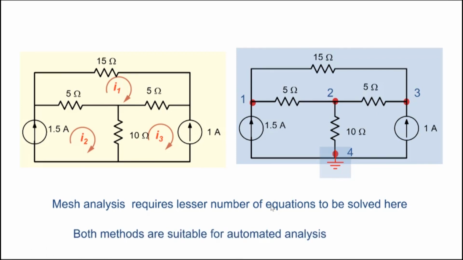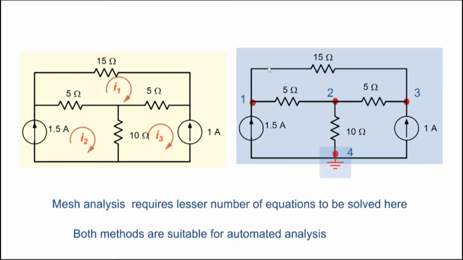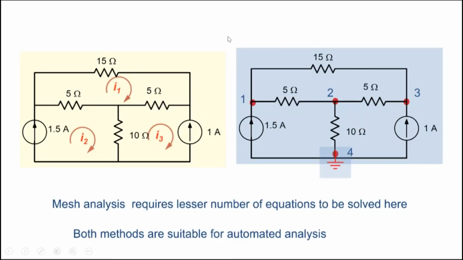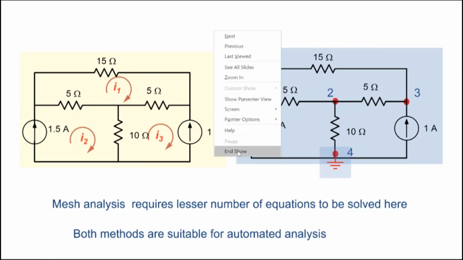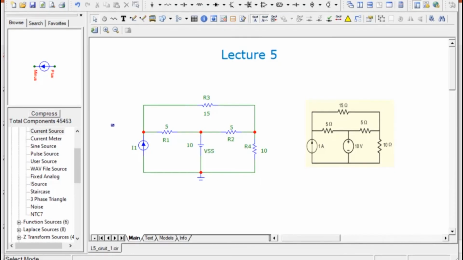Now, both methods are suitable for automated analysis. As I said, they are very general methods, with a very well-defined algorithm for finding the currents. Both can be used, and analysis for understanding, we'll come to that. So let's wind up this particular discussion by showing you how the computer simulation of the circuit works. We'll have more discussions related to that.